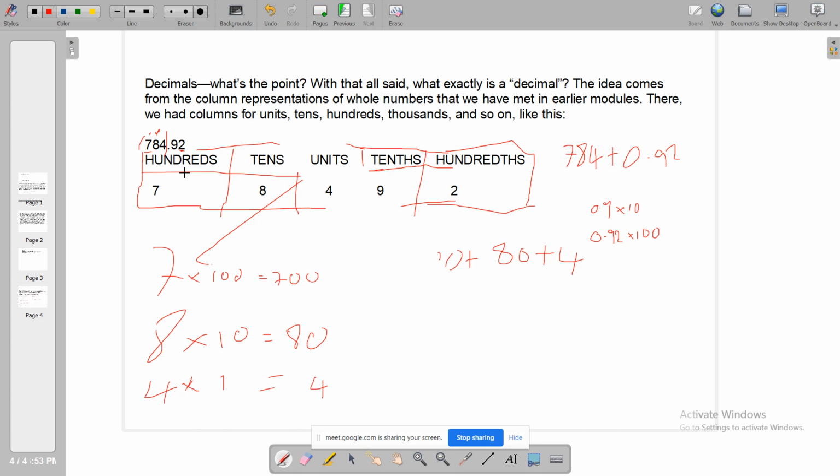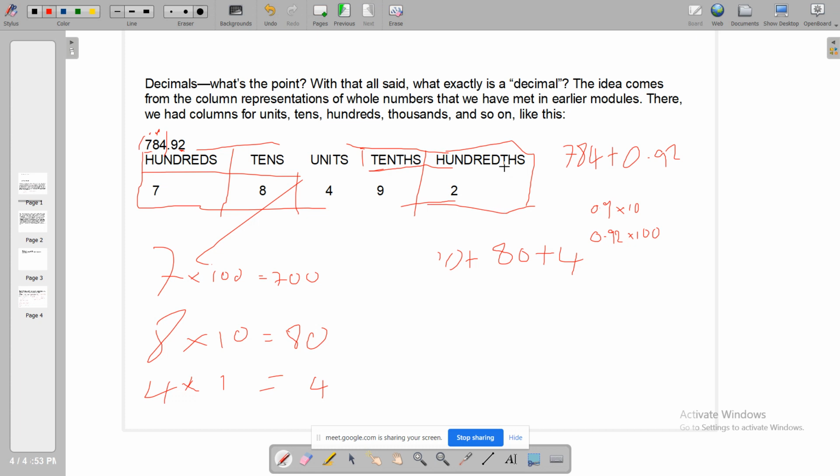We said 0 point what? 0.9 times 10. I'm just telling you the position. This is tenth. The position of this is hundredth. I just want you to understand the position. Do you understand?